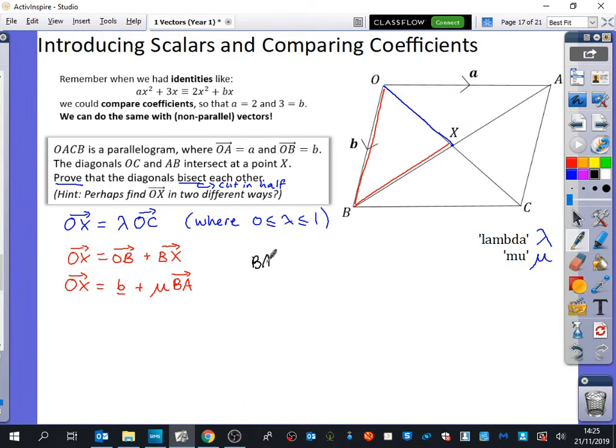So actually, I better quickly work out, what is BA? How do I go from B to A? Minus B plus A, or A minus B. Oh, look, we've got that same pattern, BA, A minus B. Same thing that we had in the first half of the lesson. So coming back to the red part now, I can take this and I can put it in here. So OX is equal to B plus mu lots of A minus B.